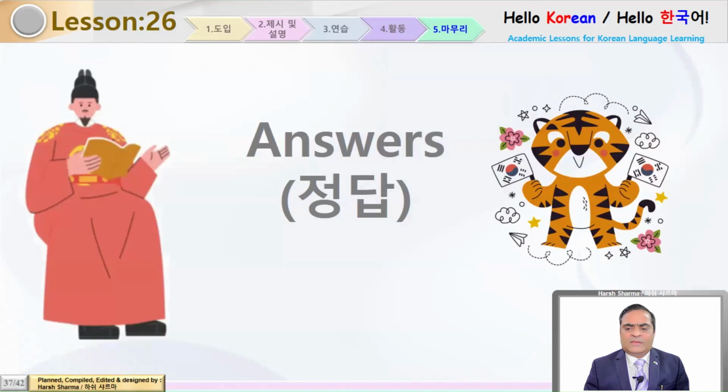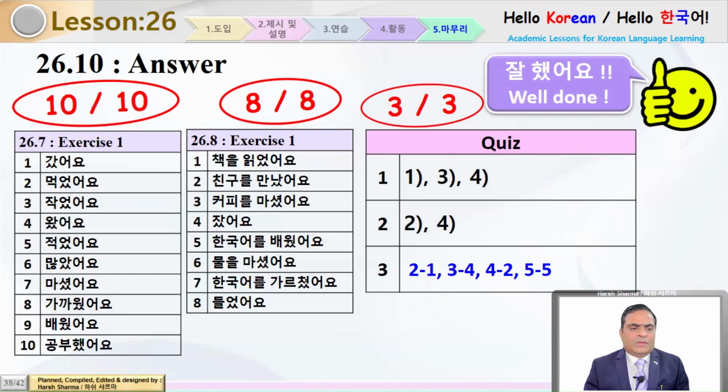So here are the answers of all the exercises, 여러분. And we hope in the first exercise you have 10 out of 10, second also 8 out of 8, and the quiz also 3 out of 3. So if any answer is incorrect, please do a deep analysis of where the error happened and write that word at least 5 times again, 여러분. 네.